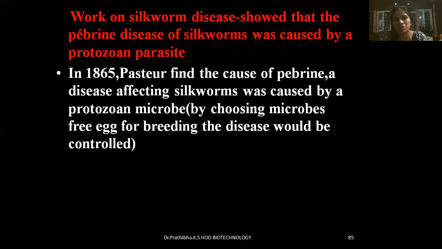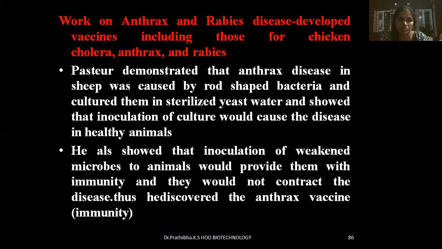Then he worked on silkworm disease, which showed that the pebrine disease of silkworms was caused by a protozoan parasite. He just identified that the disease was caused by a protozoan parasite. So he even suggested that by choosing microbe-free eggs for breeding, the disease would be controlled. Work on anthrax and rabies disease developed vaccines, including those for chicken cholera, anthrax and rabies.